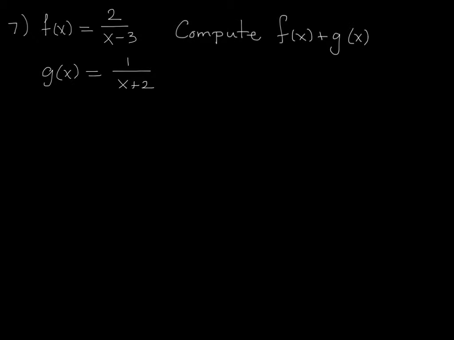I'm going to present the solutions to homework number 2. In problem number 7, we have two functions, f of x given by 2 over x minus 3, g of x given by 1 over x plus 2, and we are going to add them. Adding functions is straightforward. We simply need to add their pieces, or their definitions.